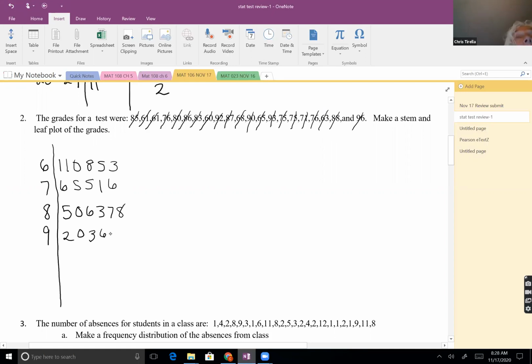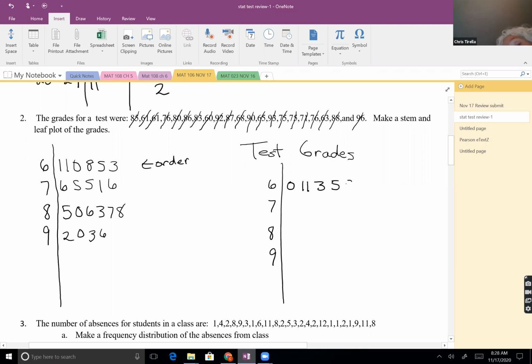That's my sloppy copy. That's not my final product. For my final product, I need a title, test grades. For my final product, my stems are in order 6, 7, 8, 9. I want to put my leaves in order. And so if I look at the 60s, the lowest would be 60, then 2 61s, a 63, a 65, and a 68.